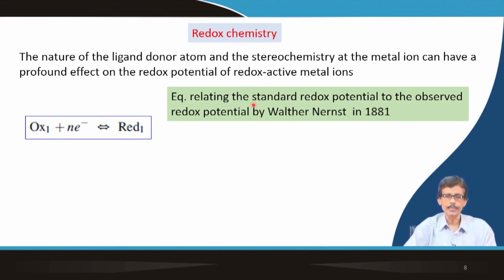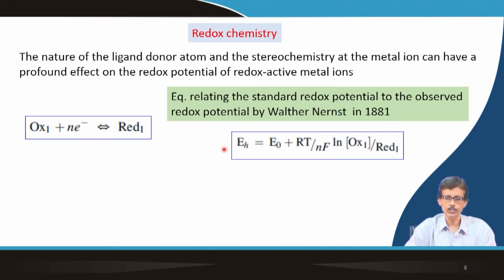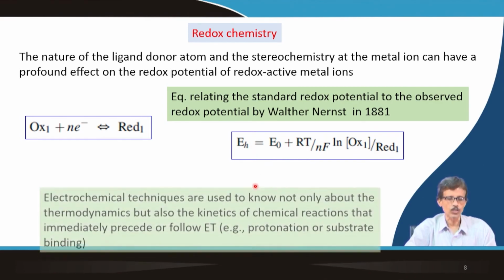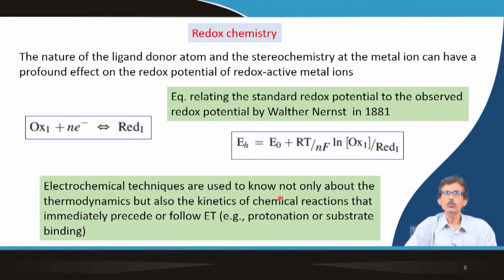What is that equation? Relating to the standard redox potential, which we all know is the famous Nernst equation. It is Walther Nernst who gave that particular equation in 1889, around 130 years back. So, this is the form. Ox1 is in square brackets, Red1, the reduced species, is also in square brackets, such that you can correlate the cell potential with that of your standard potential, which is your E0 value.